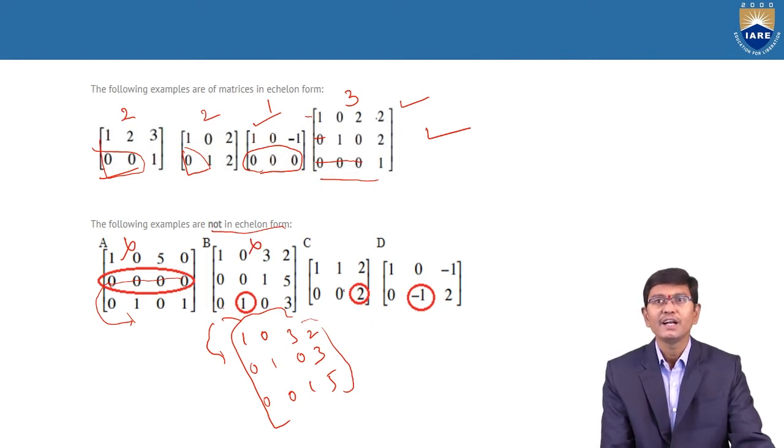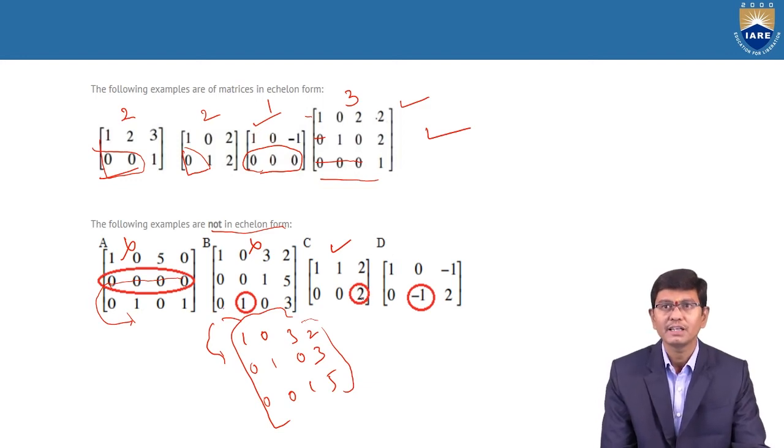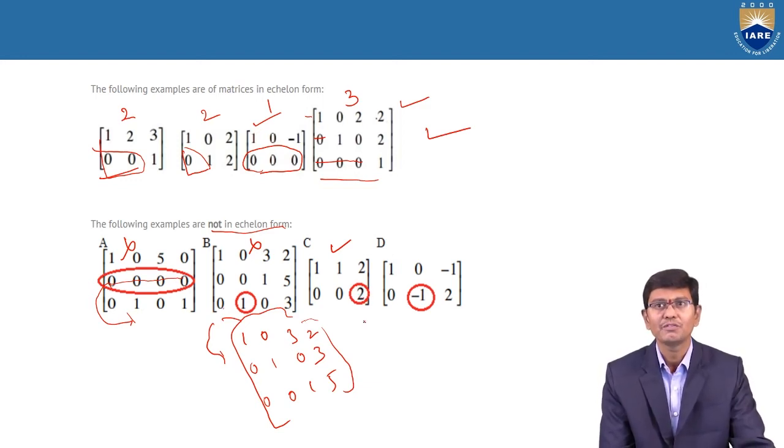And again here, the third one is 1 1 2 0 0 2. Actually, it is satisfied; it is echelon form of a matrix. But if we follow the condition that the first element in each and every row should be 1, here it is 2. Therefore, after dividing the second row by 2, it becomes 1 1 2 and again 0 0 1.